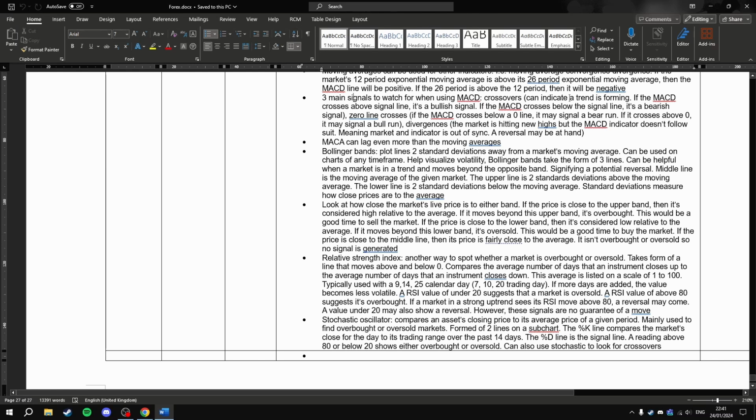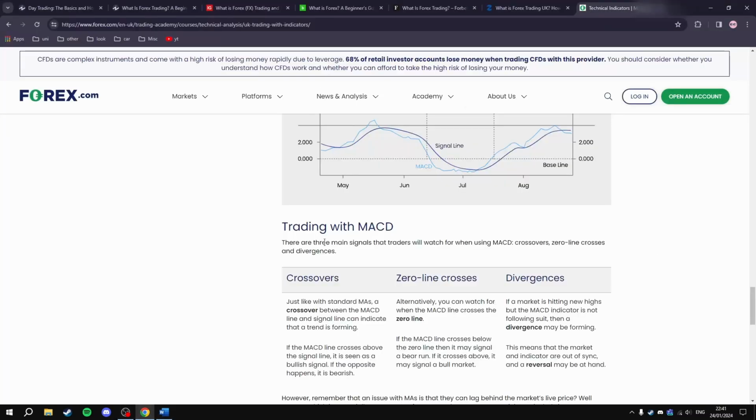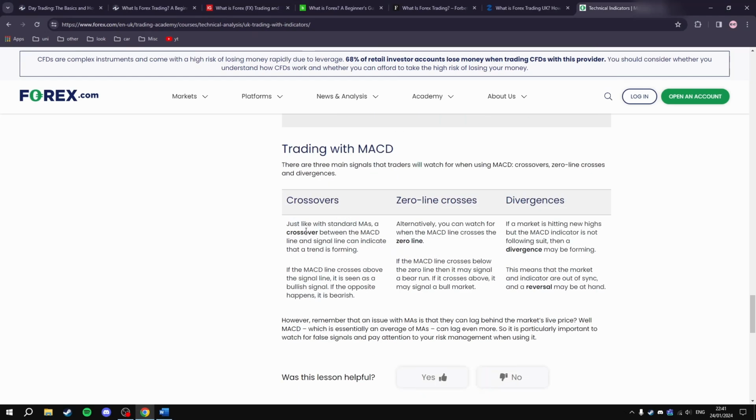Crossovers can indicate a trend is forming. If the MACD crosses above the signal line, it's a bullish signal. If the MACD crosses below the signal, it's a bearish signal, which is what they wrote here. So just like with the standard moving averages, a crossover between the MACD line and the signal line can indicate that a trend is forming. If the MACD line crosses above the signal line, it is seen as a bullish move. If the opposite happens, it is a bearish move.